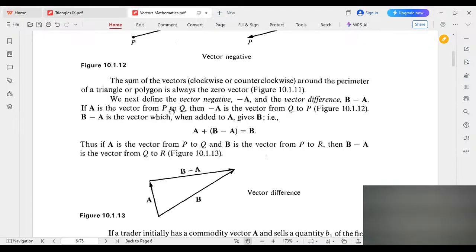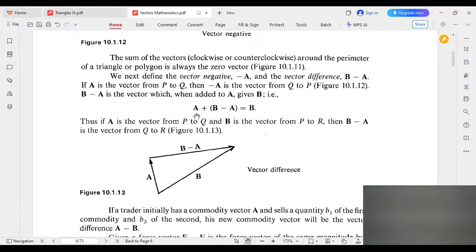We next define the vector negative, minus A, and the vector difference B minus A. If A is the vector from P to Q, then minus A is the vector from Q to P. So B minus A is the vector which when added to A gives B. A plus B minus A equals B. We cancel out A, then we get B.